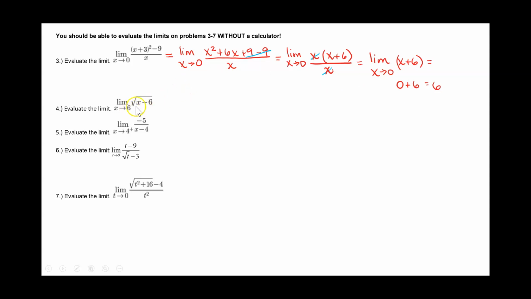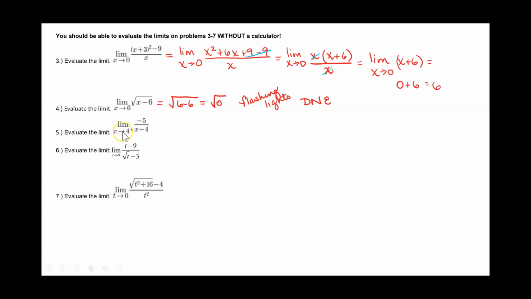For the next one, when I plug in 6 and I get the square root of 0, flashing lights should go off. If that is an overall limit like this one is, it automatically does not exist, because it will only exist from one side or the other. And this one happens to exist from the right hand side but not from the left.